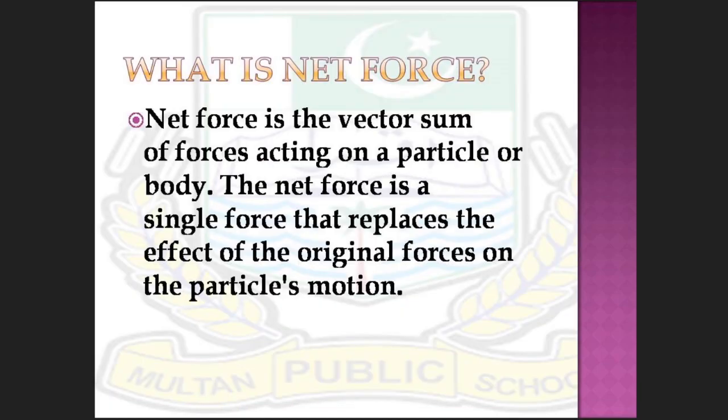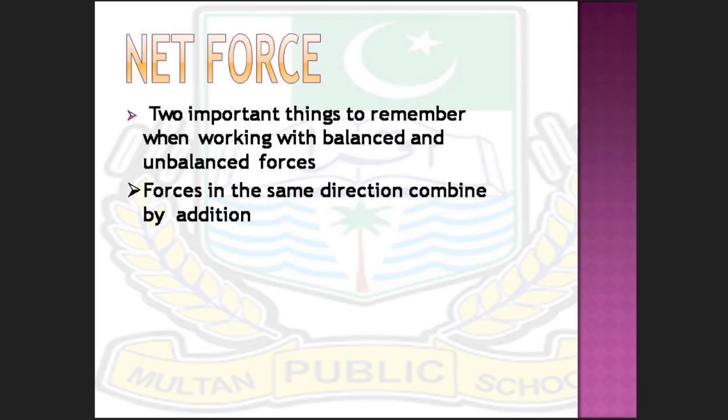Now what is net force? Net force is the vector sum of forces acting on a particle or body. The net force is a single force that replaces the effect of the original forces on the particle's motion.